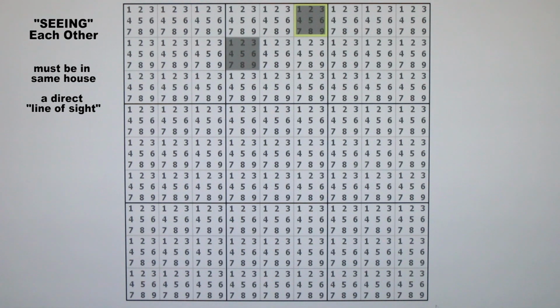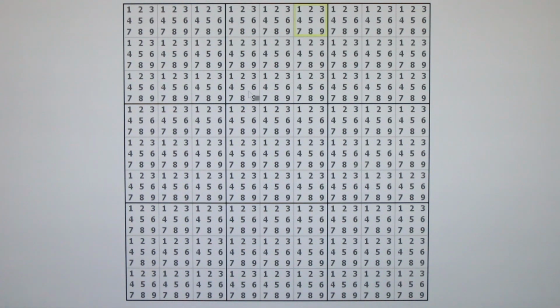But be careful. Notice that these two cells, even though they are touching at the corners, do not see each other. This cell is in row 4, column 3, and block 4. And this cell is in row 3, column 4, and block 2. They do not have any house in common.